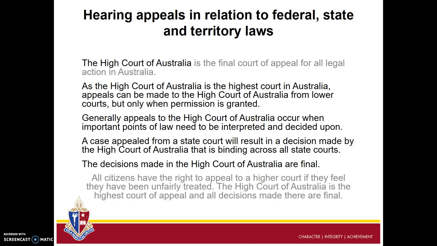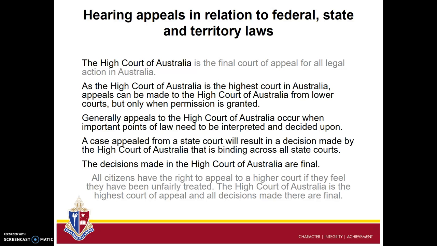So hearing appeals from the federal, state and territory courts, the High Court is the final court of appeal for all legal actions in Australia. As the High Court of Australia is the highest court, appeals can be made to that High Court from lower courts, but only when permission is granted. You can't just go there because you feel like it and you're not happy with the answer. You've got to have grounds. You've got to have some sort of mistake or new evidence, or something has to come in to allow it to go higher. Generally, appeals to the High Court only occur when important points of law need to be interpreted.